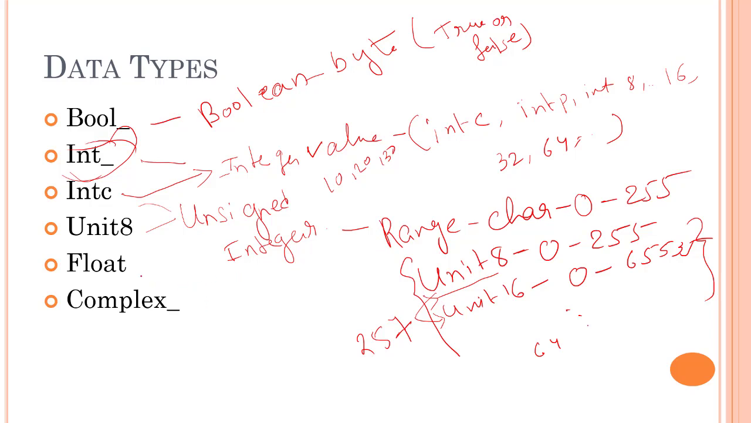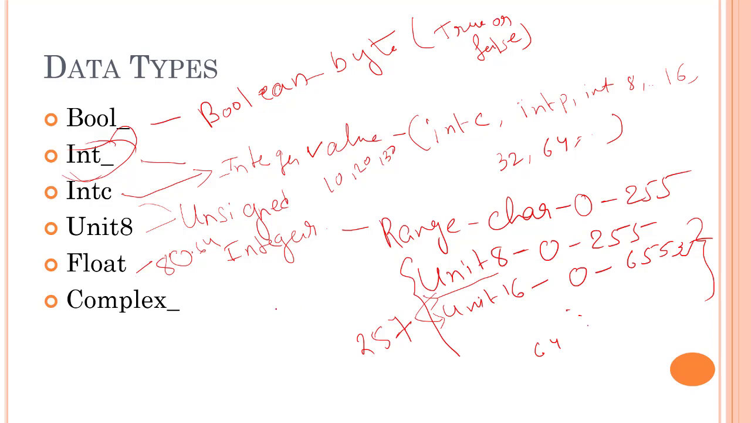Now coming to floats. We know that this is for floating values. When we want to store values like 80.64 or decimal point values, we use a float data type. For floats also we have float16, float32, float64, and it continues with the range.